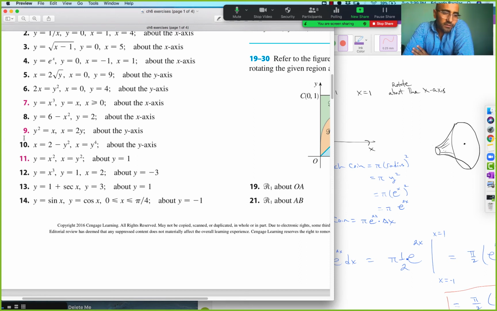How about number 9? That rotates about the y-axis, so that seems fun. Okay, we have y squared equals x, and x equals 2y. So it's going to be a linear equation with a slope of 1/2. And this is going to be kind of like a parabola tilted on its side, right? Or square root of x plus or minus the square root of x. You can also think of it that way. And then those two get rotated about the y-axis.